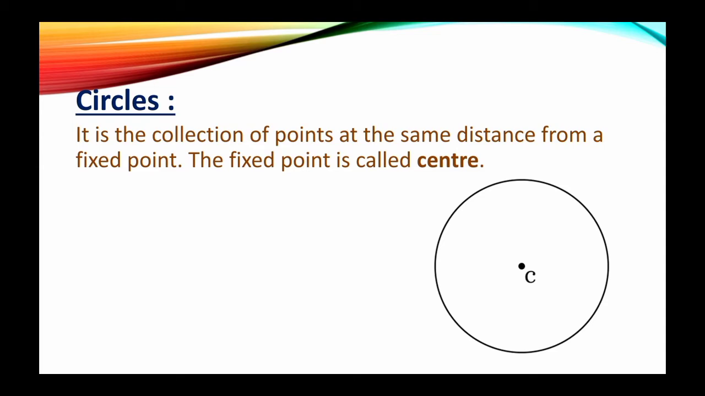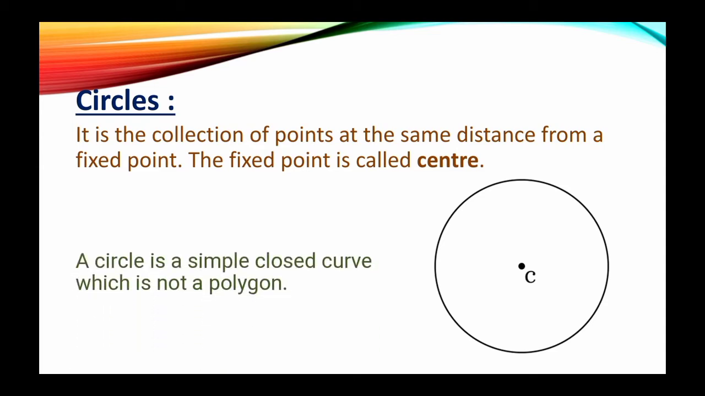If we measure the distance from this fixed point to the outer boundary, the distance is always equal. We can say the circle is a simple closed curve which is not a polygon. As you know, a polygon is a simple closed curve made up of only line segments. The circle is not made up of line segments, so it is not a polygon. Now let's move to the parts of the circle.